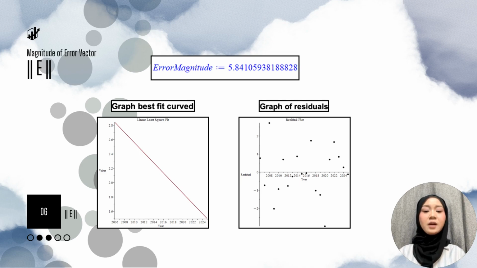The graph on the left shows the linear best fit curve obtained from the least square method. The curve represents the overall trend of the value data over the selected areas. Meanwhile, the graph on the right shows the residual plot. The residuals are distributed above and below zero, indicating the differences between the observed and predicted values. However, several noticeable deviations can still be observed, suggesting that the linear model does not perfectly capture all variations in the data.